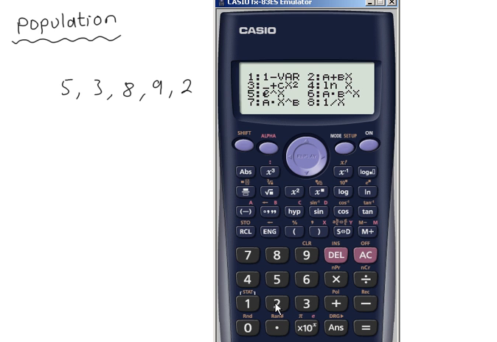So to put the data into the calculator, that's the data in. Shift 1 for statistics. Option 2 will give us the population mean, because we've put data into the calculator that represents a population. So here's the population mean.